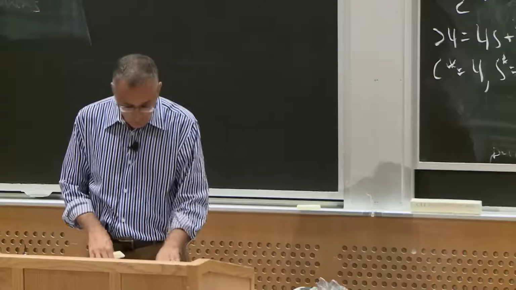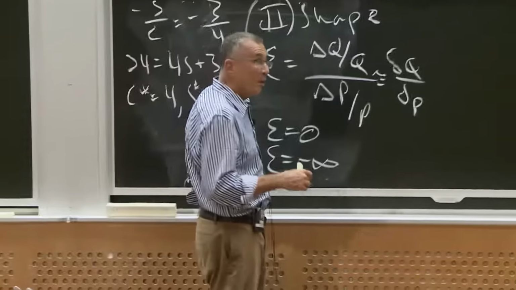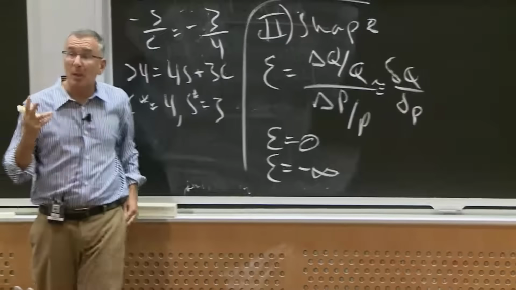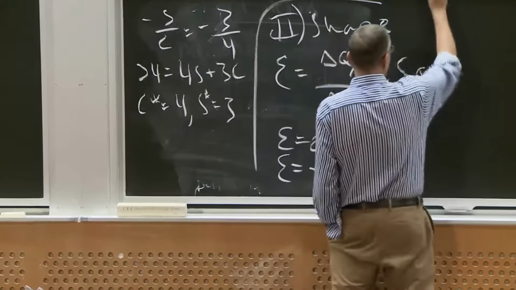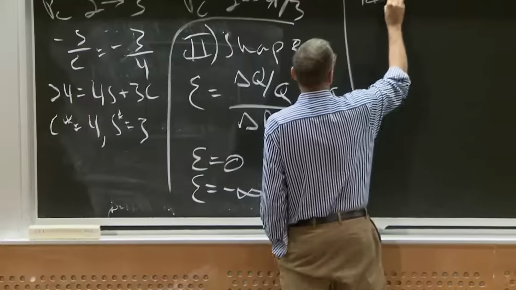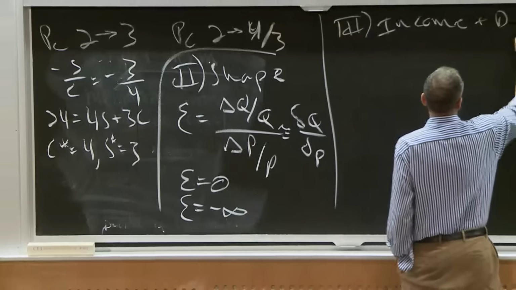Okay? So now let's talk about another topic, which is, remember we talked about what moves budget constraints. We talked about prices changing and income changing. So let's talk about what happens to demand curves when income changes. Income and demand curves.